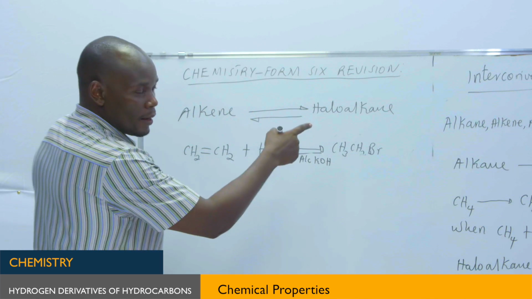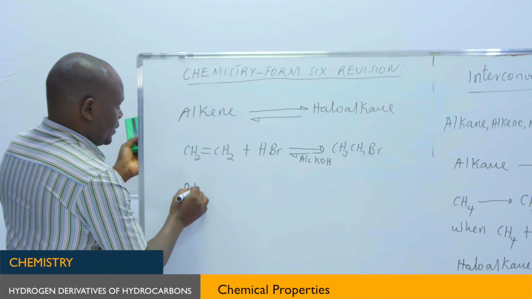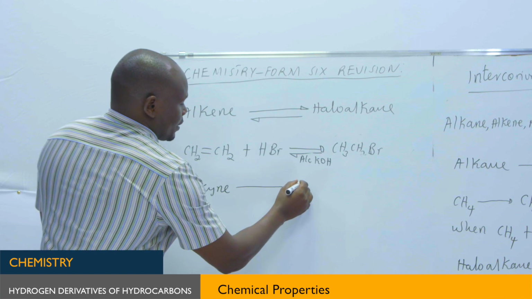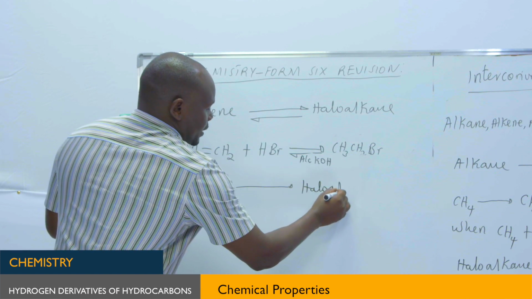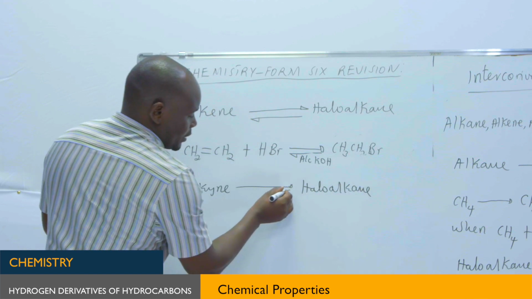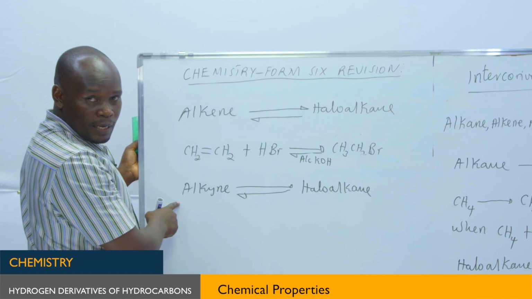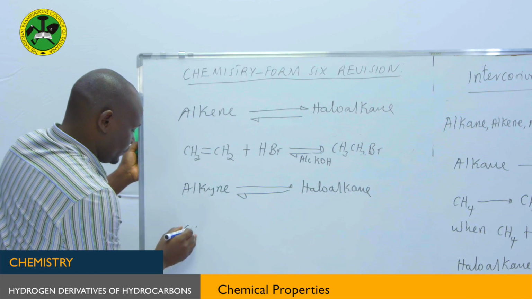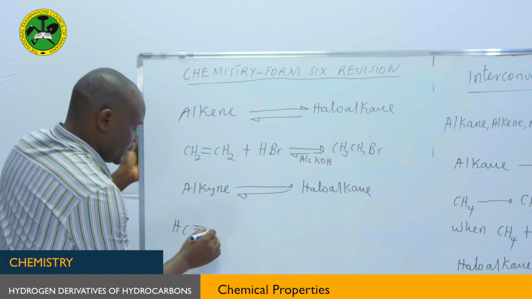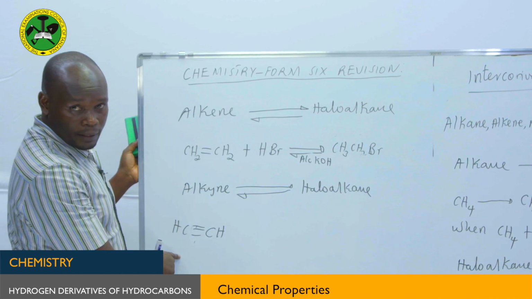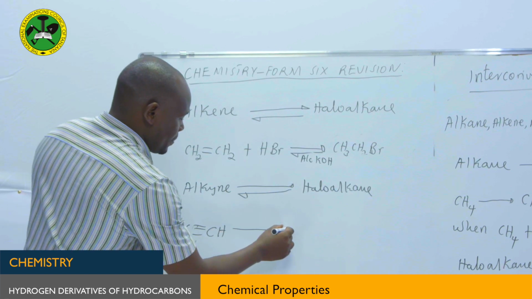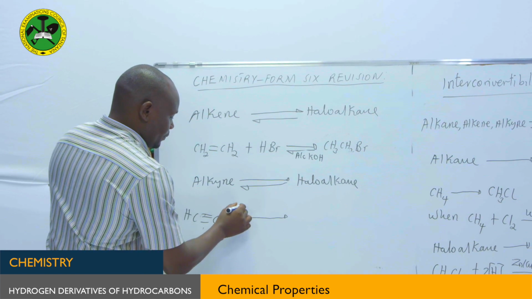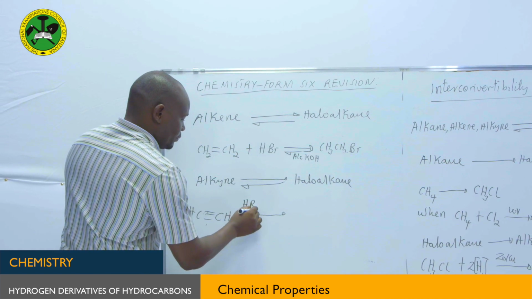But you have the last one, which is alkyne to haloalkane. And also haloalkane can be converted into alkyne. So take this example, CH3, C triple bond CH, is alkyne. This one can be converted into haloalkane when treated with hydrogen bromide.